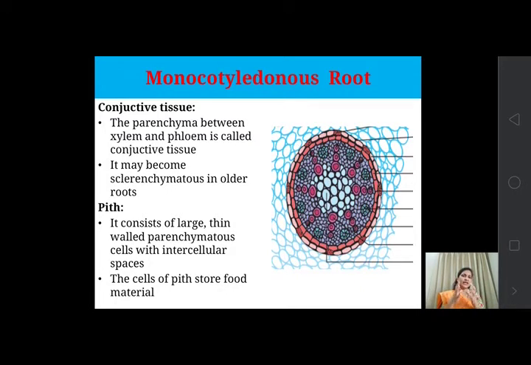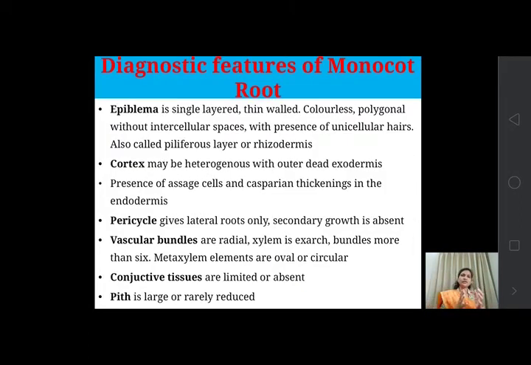The cells of the pith, their main function is storage of food material. So this is the primary internal structure of the monocotyledonous root, or you can say the maize root. Okay, so let's have a quick look at the distinguishing characters we have studied up till now, the diagnostic features of the monocot root.